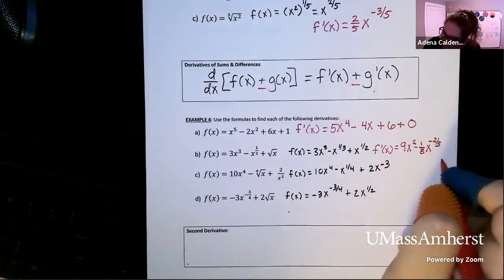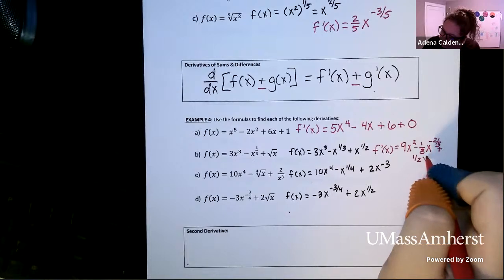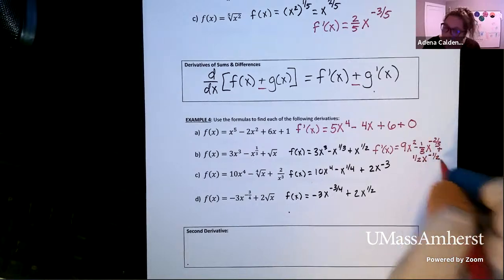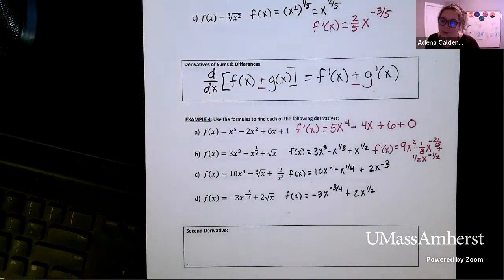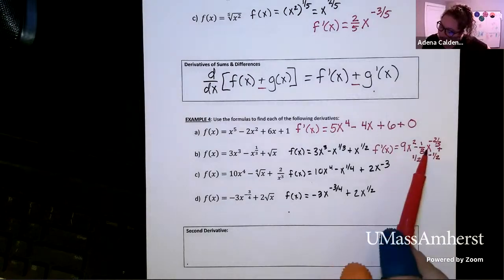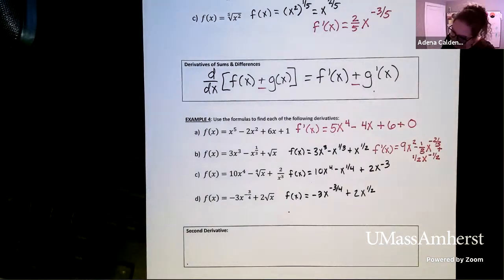And then finally, the last term, I have x to the 1/2. So the 1/2 comes down, and I subtract 1 from the power. So I get 1/2 x to the negative 1/2. So again, I had to rewrite that first, but then I can just take the derivative term by term, trying to be extra careful with my fractions.